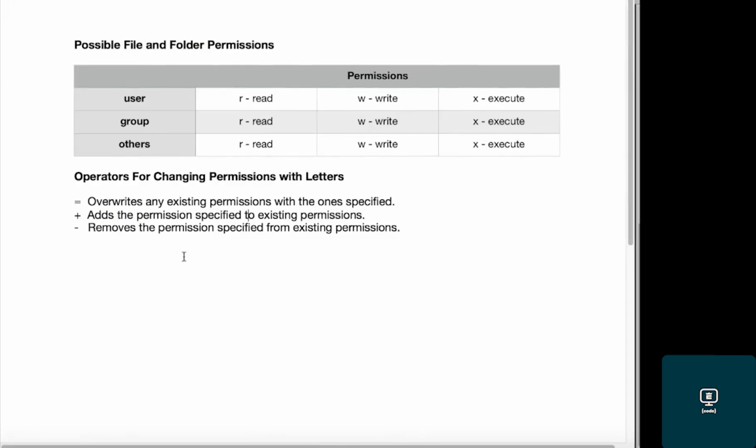So that sounds pretty straightforward. UGO for user, group, and others. Read, write, and execute. Equals will overwrite whatever permissions are there. Plus will add to the permissions that are already there. Minus will subtract from permissions that are already there. But there's an easier way.